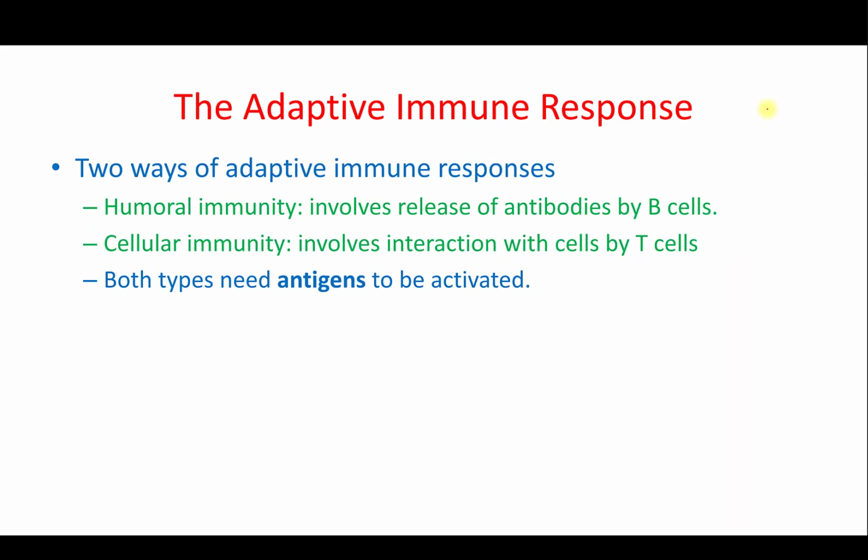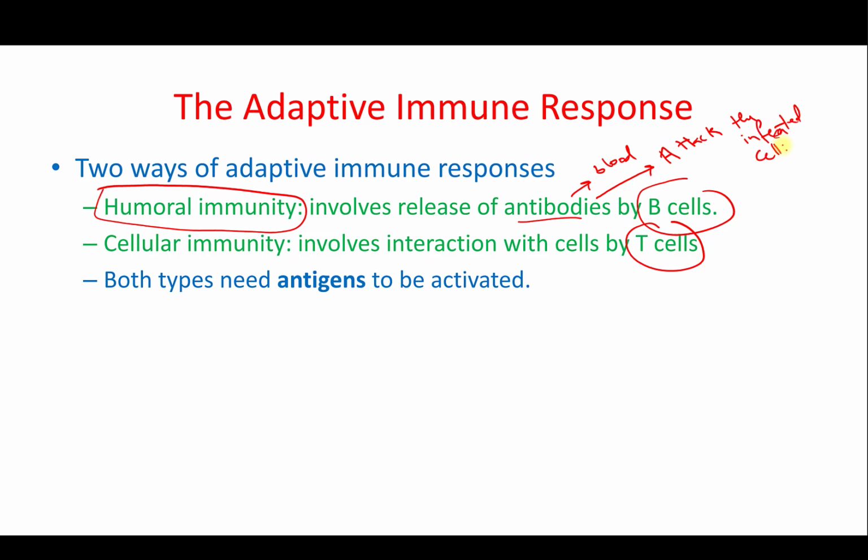Now, about this adaptive immune system, we said we have mainly two types of cells. We have the B cells and we have the T cells. Those are the two major types, the B lymphocytes and the T lymphocytes. The B lymphocytes' way of action is something called the humoral immunity. What does it mean? It means that they release antibodies into the blood, and those antibodies attack the infected cell.